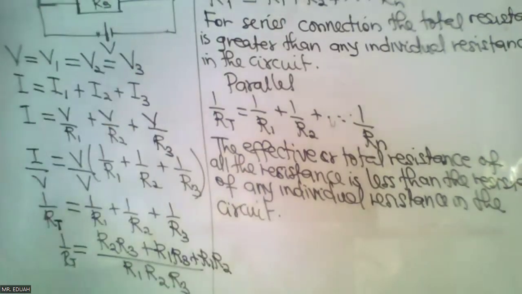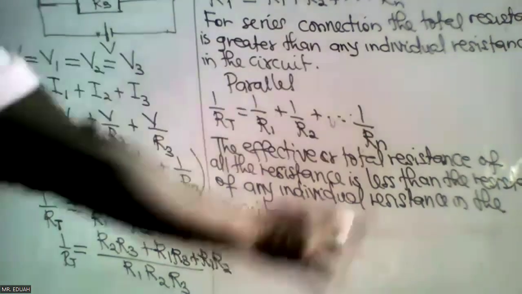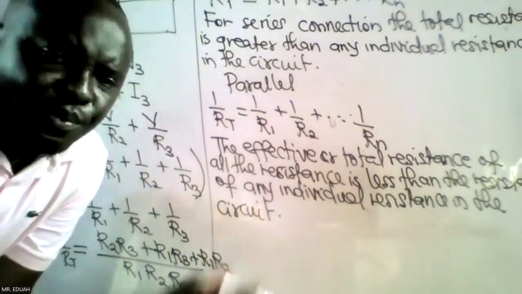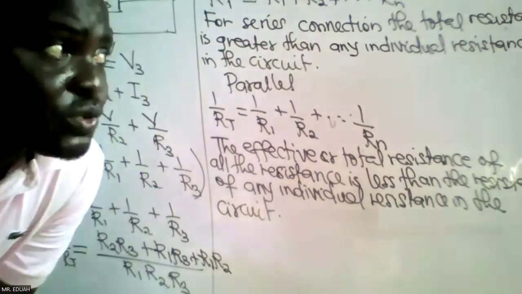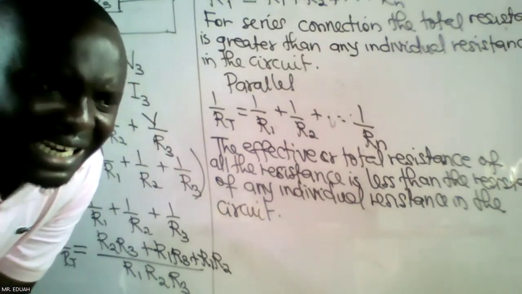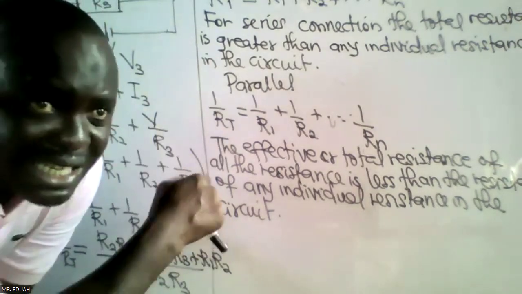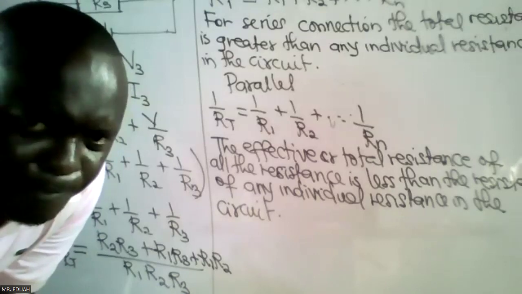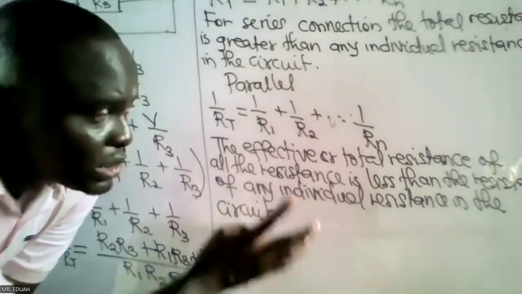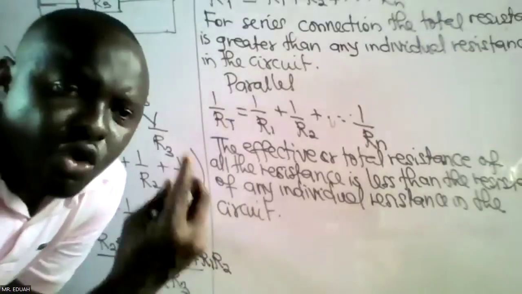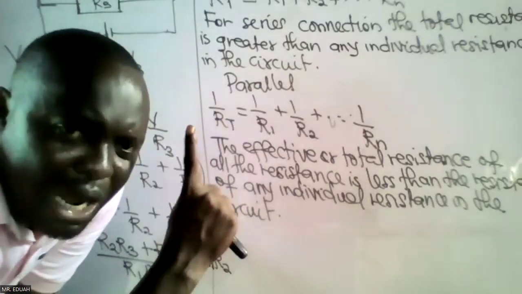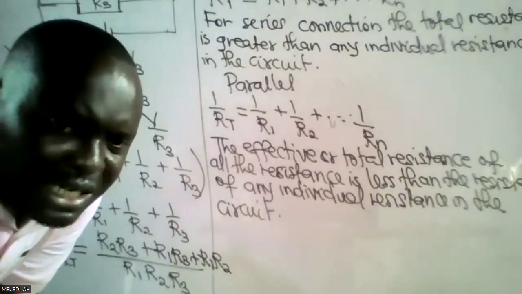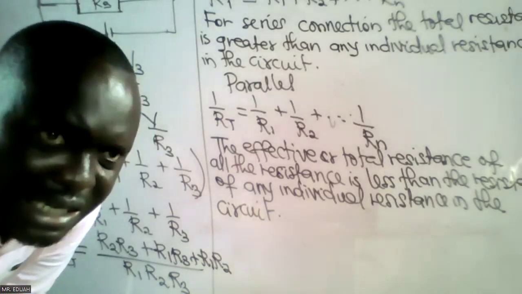The application of this is that if you have a circuit with a number of resistors, and you want the final or total resistance within the circuit to be smaller than any individual resistor within the circuit, the advice is that you must connect them in parallel. And when you connect them in parallel, the total resistance of the combined resistors would always be less than any individual resistor within the circuit. That's the practical application of connecting in parallel.